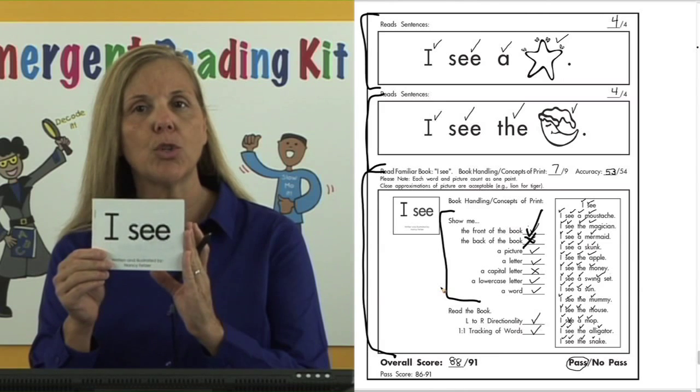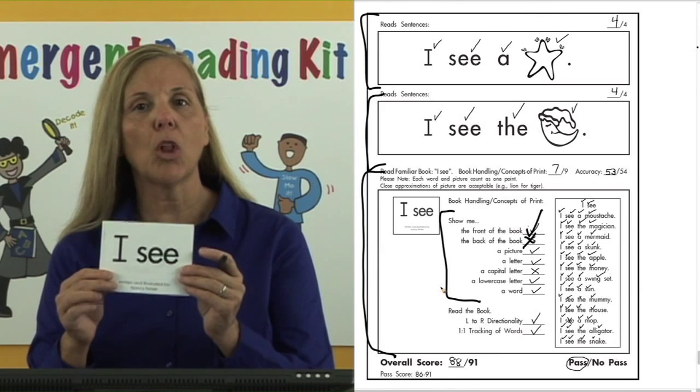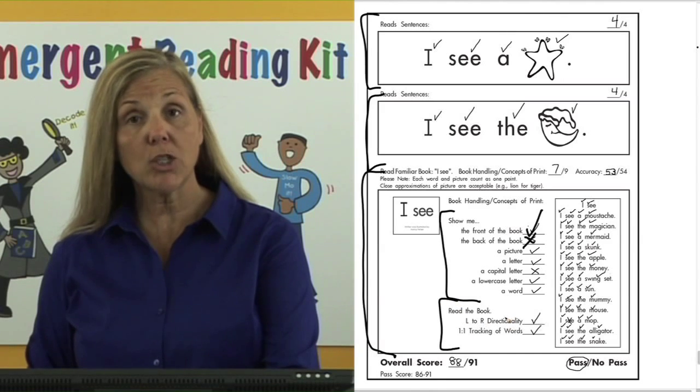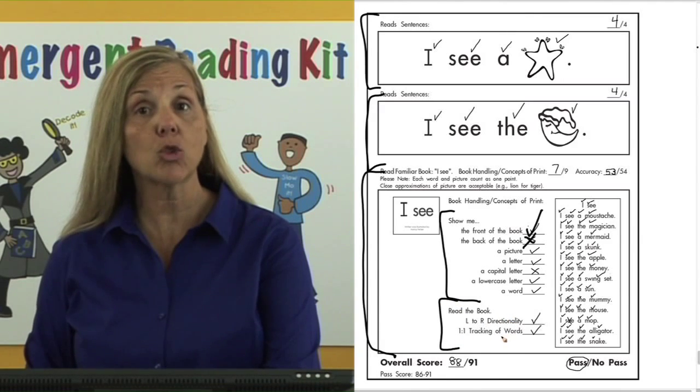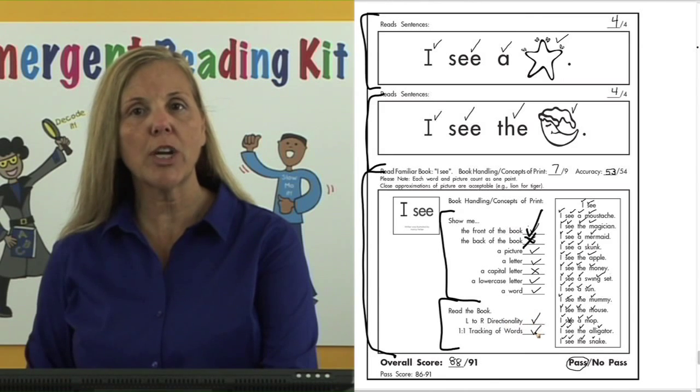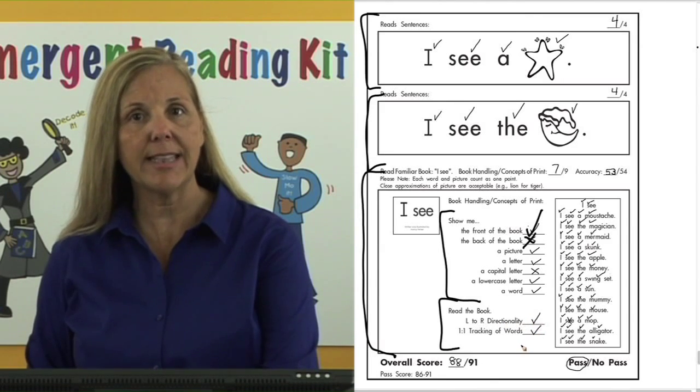At this level, when the student reads the book, the teacher will also be looking for concepts of print, left to right directionality, and one-to-one tracking of the words. Notice both of these items were checked. While Kaylee read the book, she had these down.